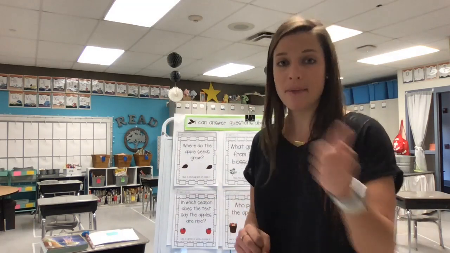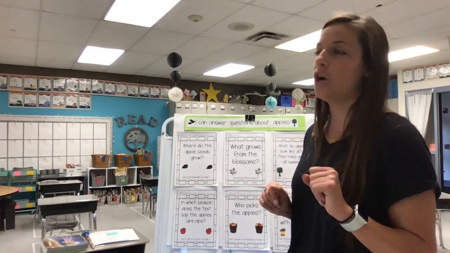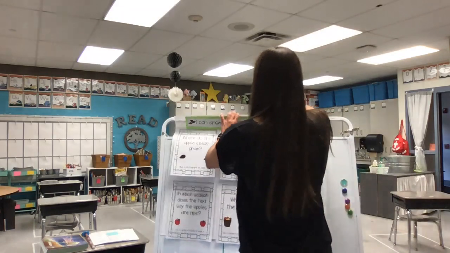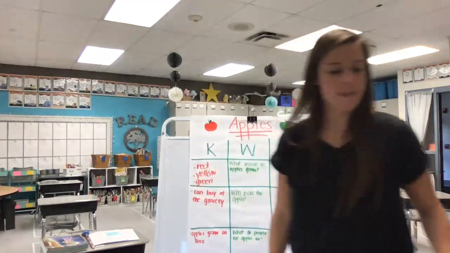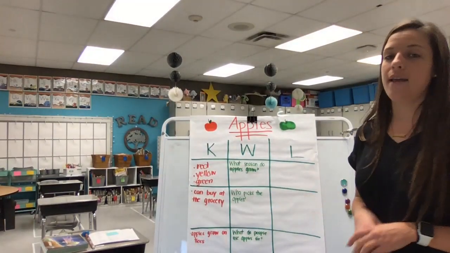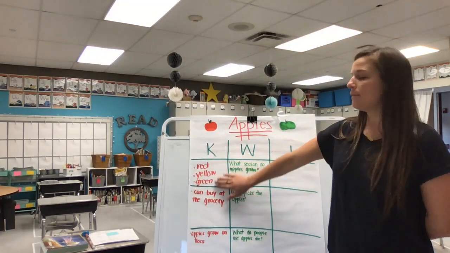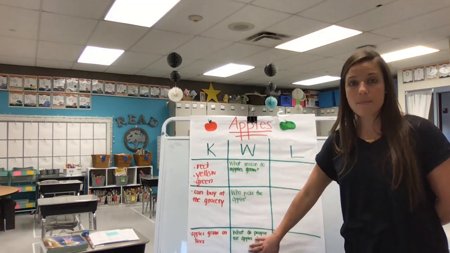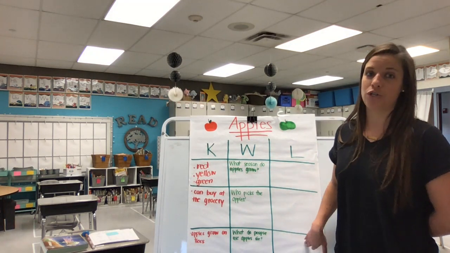All right, while you're grabbing those, I'm going to flip to our KWL chart, our chart about what we know, want to know, and what we've learned about apples. Okay, so yesterday we also created our KW part of our KWL chart. We wrote some facts about what we know about apples. We wrote some questions about what we want to learn about apples. And today we're going to add some information about what we have learned.